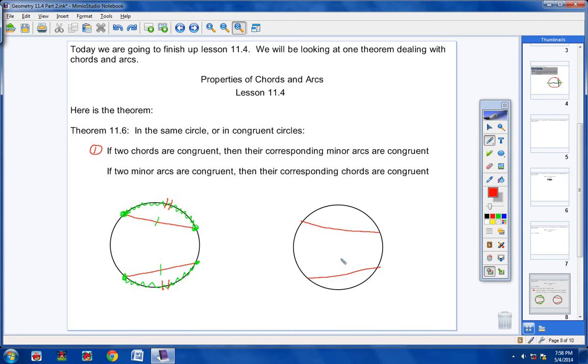Now you know what we're going to do over here, don't you, students? Now we're going to do the opposite. We're going to say the arc, sorry, I hope I said it right over here. If two chords are congruent, then their corresponding minor arcs are congruent.